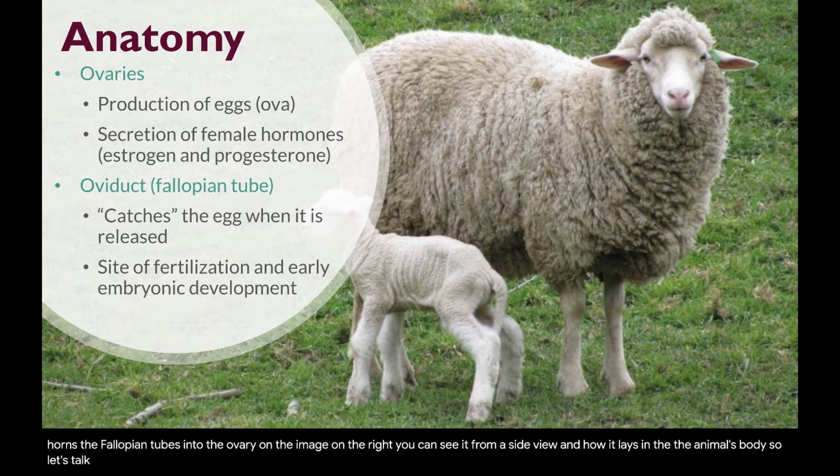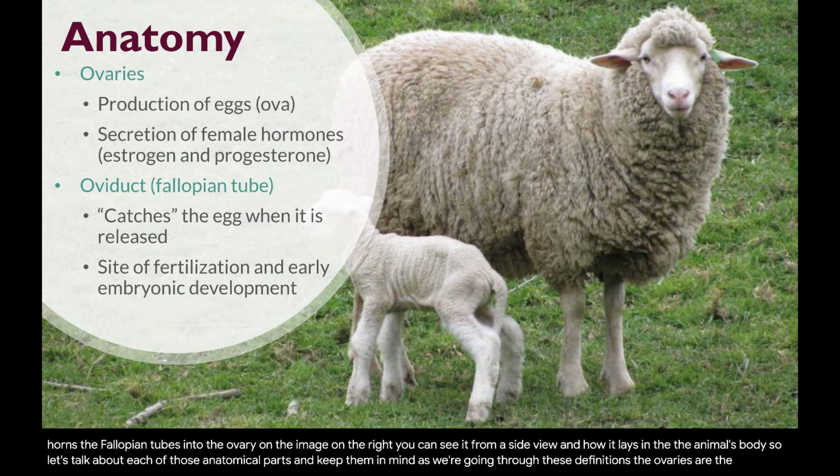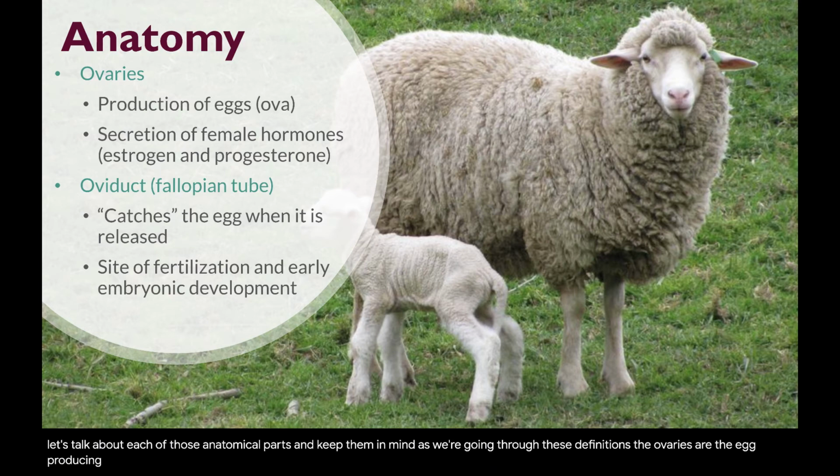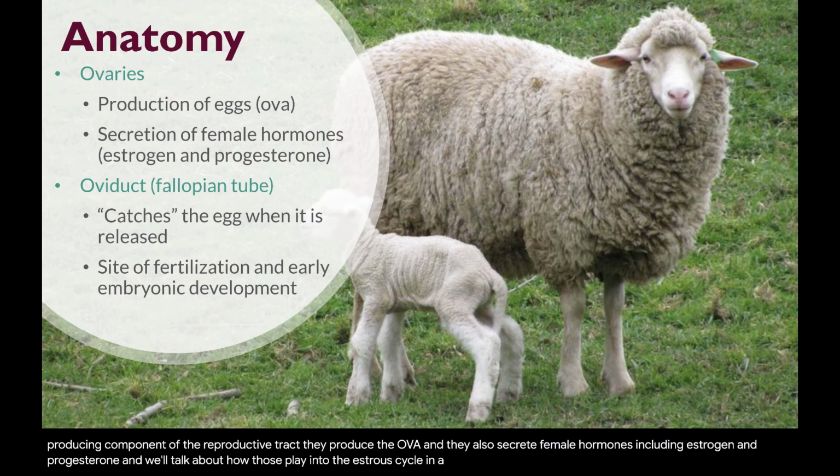So let's talk about each of those anatomical parts and keep them in mind as we're going through these definitions. The ovaries are the egg-producing component of the reproductive tract. They produce the ova, and they also secrete female hormones, including estrogen and progesterone. And we'll talk about how those play into the estrus cycle in a future video.